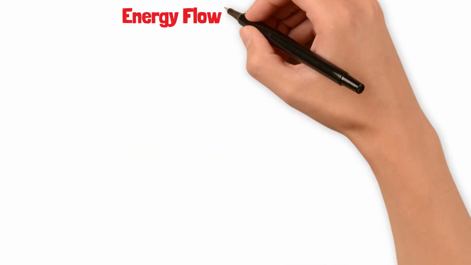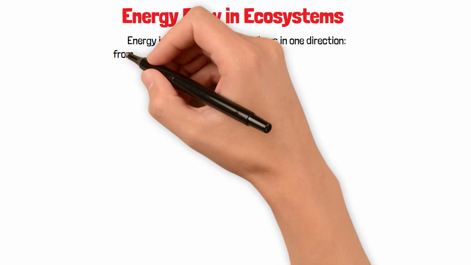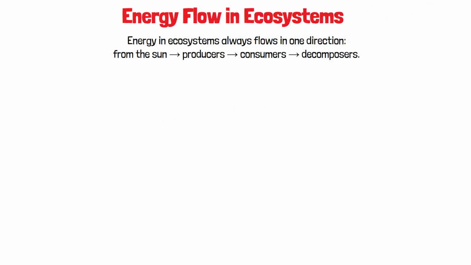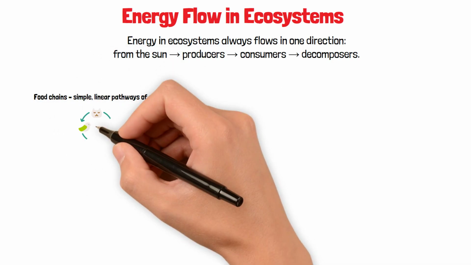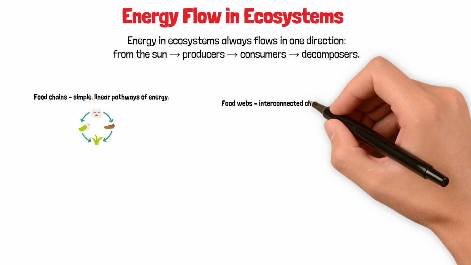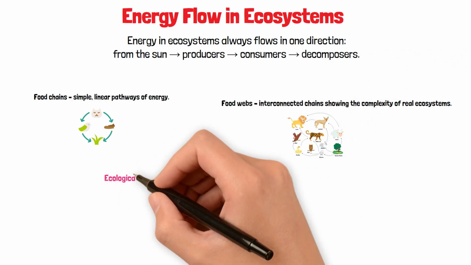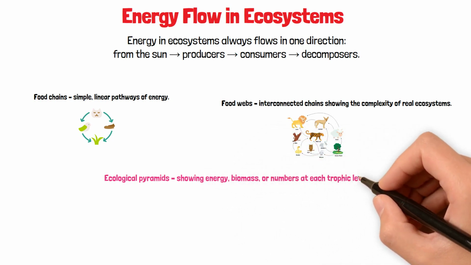Energy flow in ecosystems. Energy in ecosystems always flows in one direction, from the sun, to producers, consumers, and decomposers. This flow is illustrated by food chains, simple linear pathways of energy. Food webs, interconnected chains showing the complexity of real ecosystems. Ecological pyramids showing energy, biomass, or numbers at each trophic level.